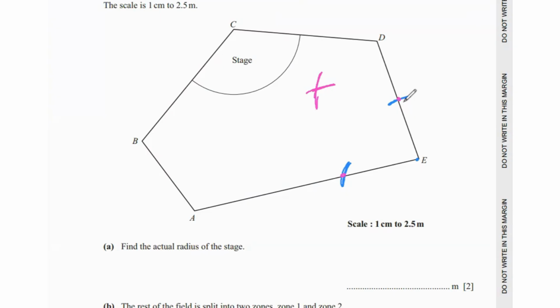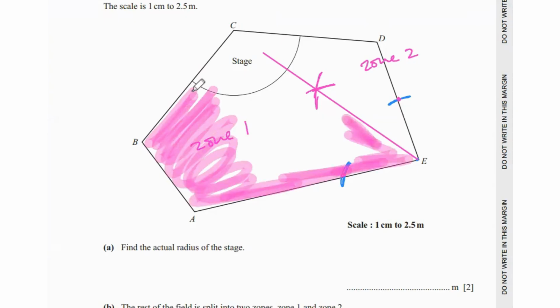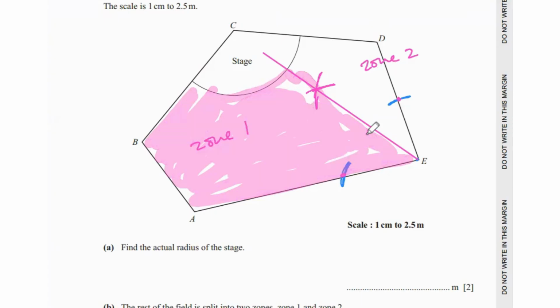Now once you've drawn these arcs, you connect the center E to the intersection of the arcs over here. This line helps us in identifying the distinction between zone 1 and zone 2. So now this would be your zone 1, and this would be your zone 2. They wanted us to shade zone 1, so you would just shade all of this part. That's how you solve that.